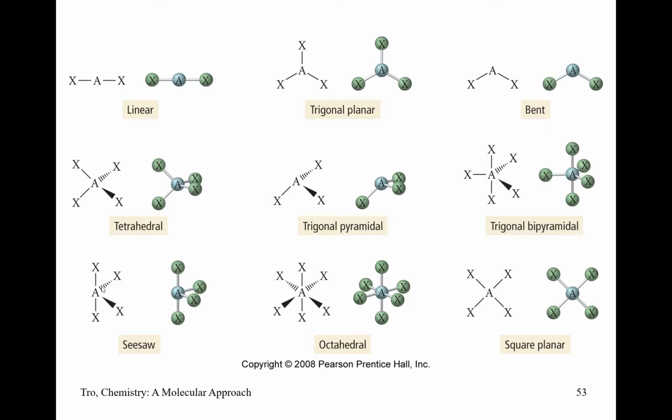Then here you can see the seesaw and the octahedral and square planar. Our focus is going to be the linear, trigonal planar, bent and tetrahedral, because that's carbon and simpler elements. And that's mostly what, 99% of organic chemistry is, which is generally why people are in here.